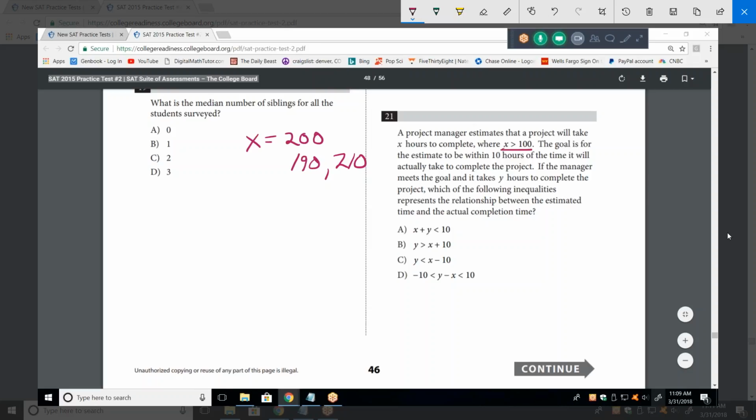You with me so far? Now we're down to this part. If the manager meets the goal and it takes Y hours to complete the project, which of the following inequalities represents the relationship between the estimated time and the actual completion time? Y equals the actual completion time.